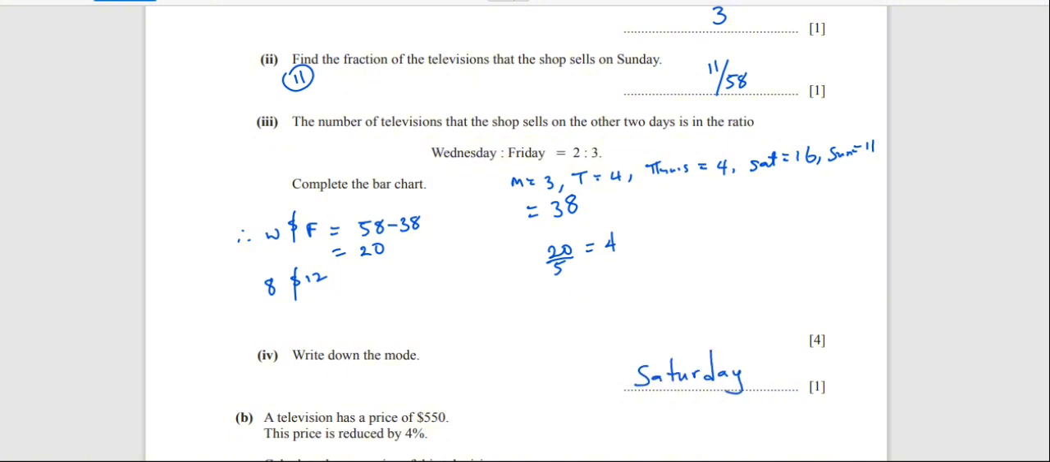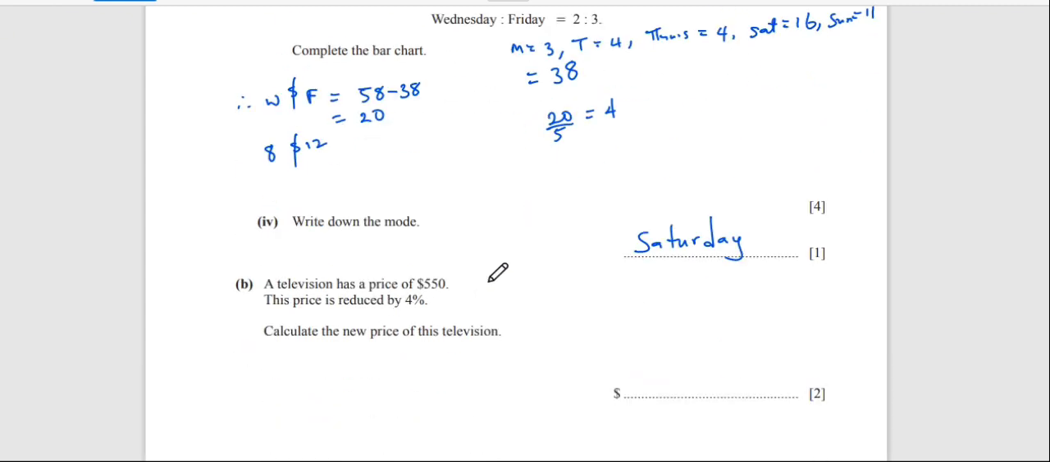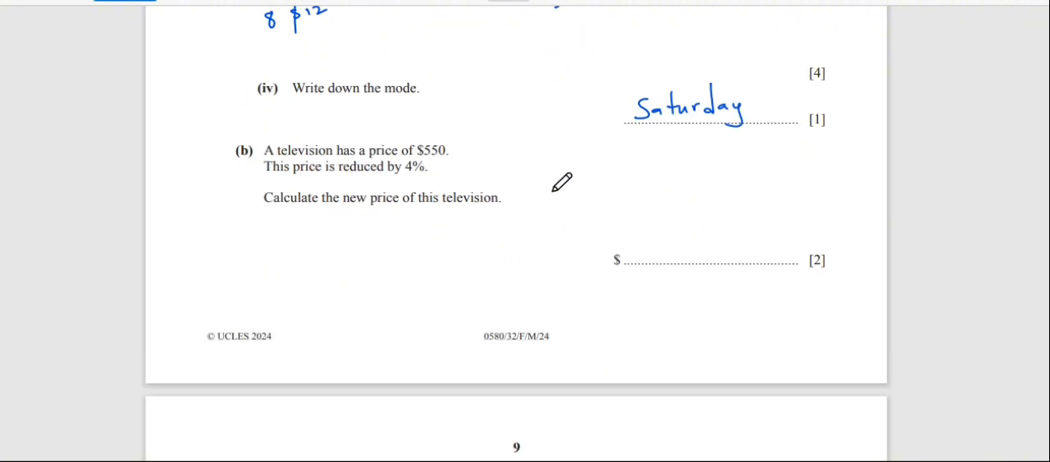All right. Now they say that a television has a price of $550. The price is reduced by 4%. Calculate the new price. Now, if you have been following my channel where I normally teach mathematics, we make use of a formula for percentage increase and decrease: A2 equals A1 into 1 plus or minus the percentage. Plus or minus depends on whether there's an increase or decrease. Since we are looking for the new price, this one is a decrease, so we are going to use minus. So the original price is 550 into 1 minus the percentage, which is 4%.